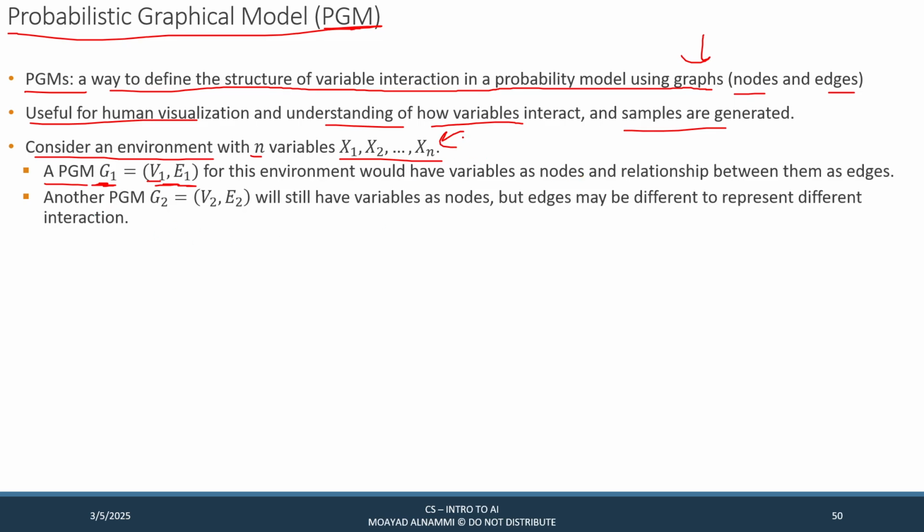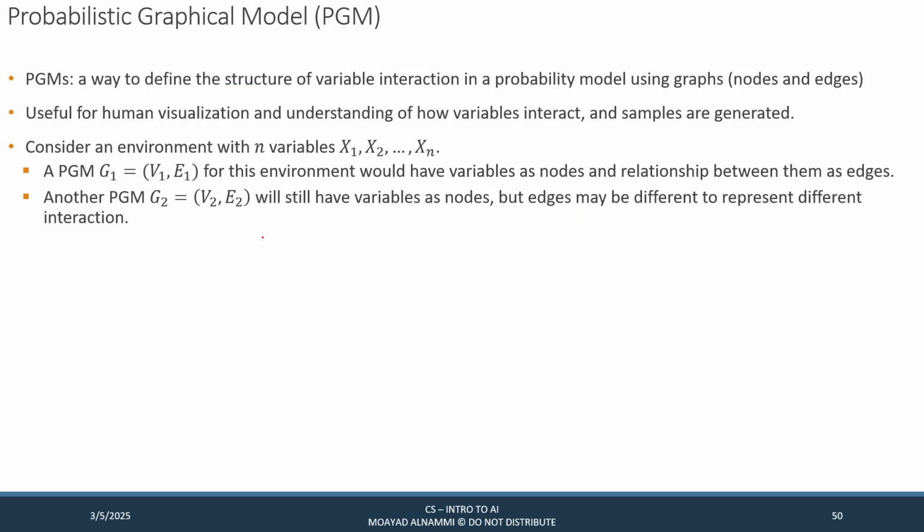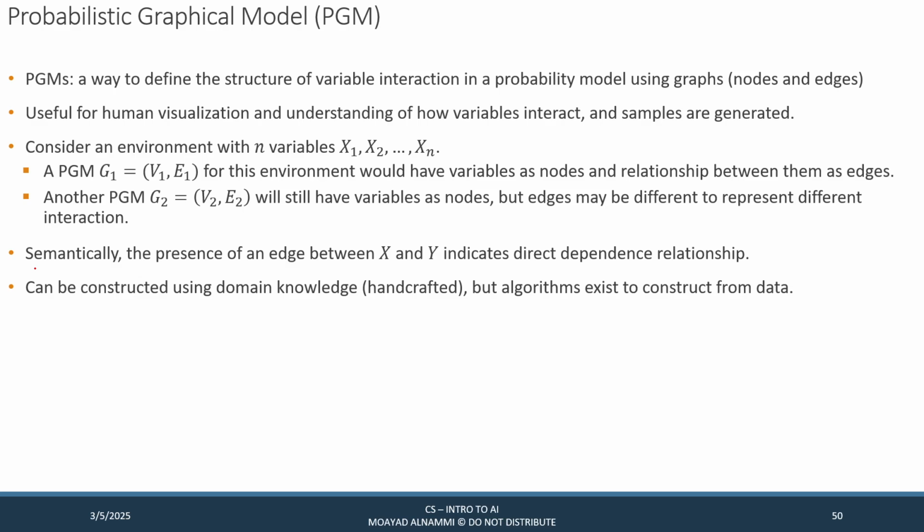You could also, for the same set of variables from x1 to xn, construct another graph for it. The v1 and v2 here are the same. However, the edges are different. They're still the same variable nodes, but the edges may be different to represent different interaction. So the idea with these PGMs is that our nodes will be the variables and the edges will be the interaction among the variables. How you construct the interaction and the edges can be based on domain knowledge about the problem. So you handcraft these.